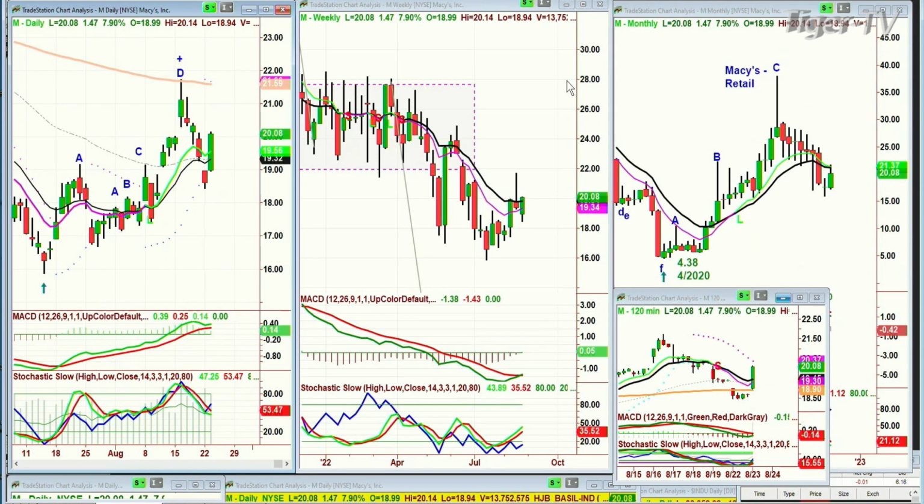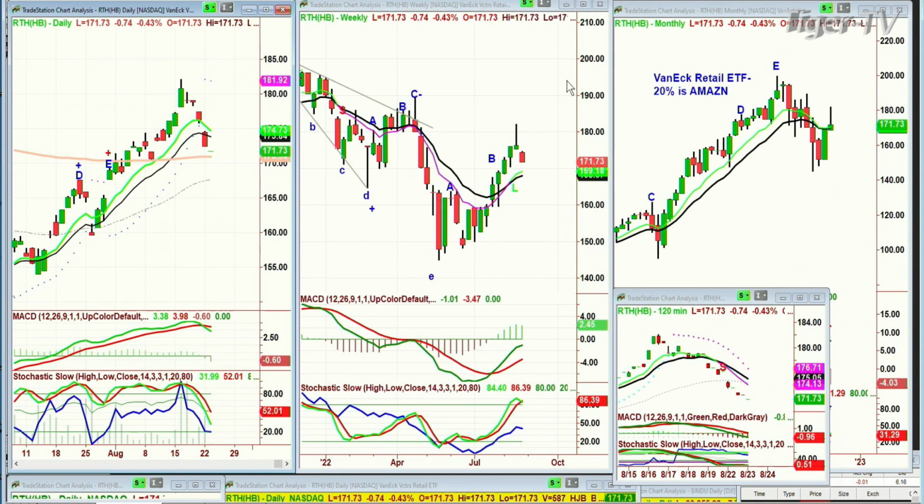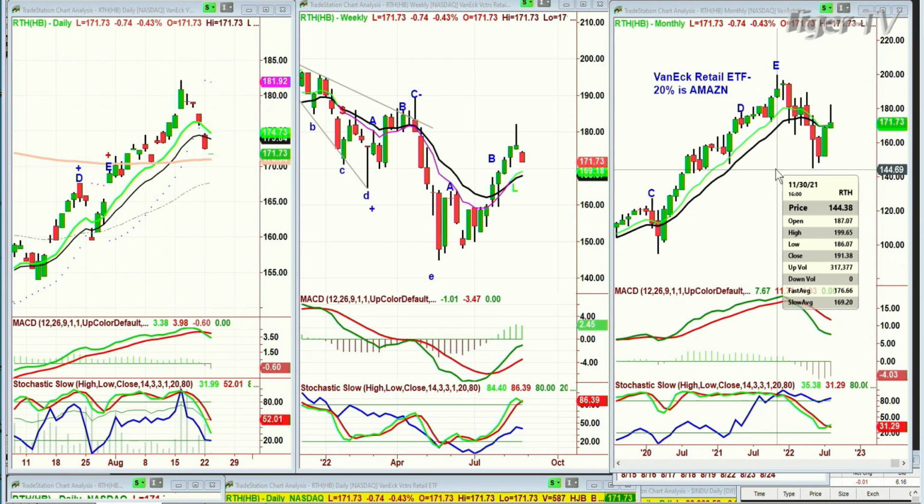Here it is, Macy's. Retail. What has it done to the retail index? And I don't think you can get with this retail index. If you look at the monthly chart, there's been a huge bear market since the high was made, so this is 20%. This is the ETF, the RTH, going into November of 2021 at 199.